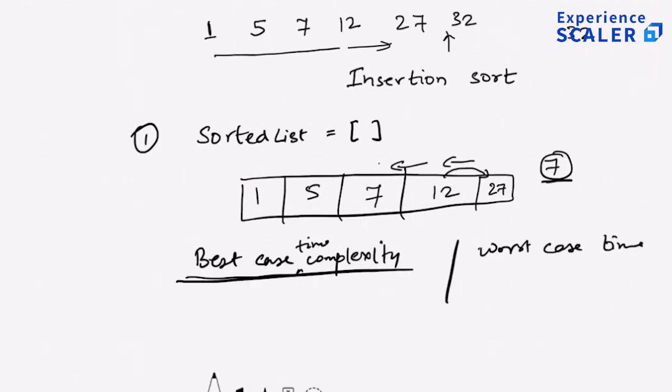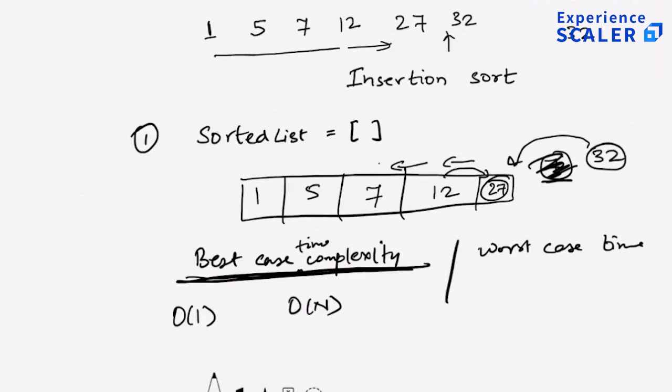Best case for sorting, order 1 would be the time complexity of inserting a new element, best case, right? Let's say the new element that we are inserting in this array is 32. Best case is I look at the first element and I find that 32 is bigger than that, and therefore 32 just gets inserted here. Order 1 is the best thing that you can do, but you'll have to add n such elements. So if you do order 1 for n elements, you'll end up with order n best case complexity. So in the best case, insertion sort will take order n time.